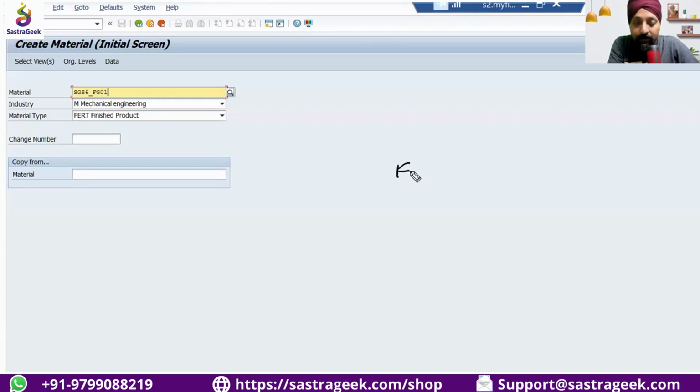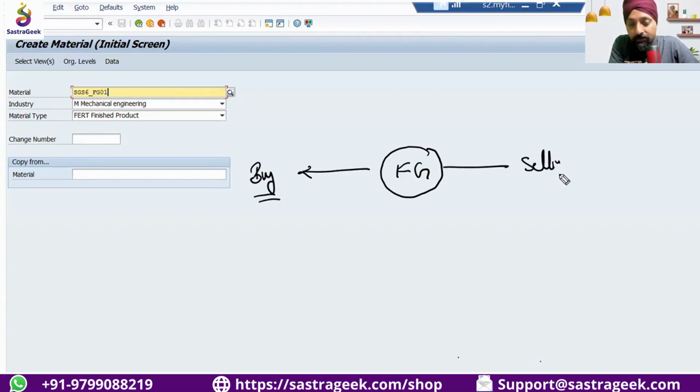So you might be having one material, a finished good, which you are buying and then selling. For selling, the sales team is responsible. So they would be maintaining some data for this finished good.